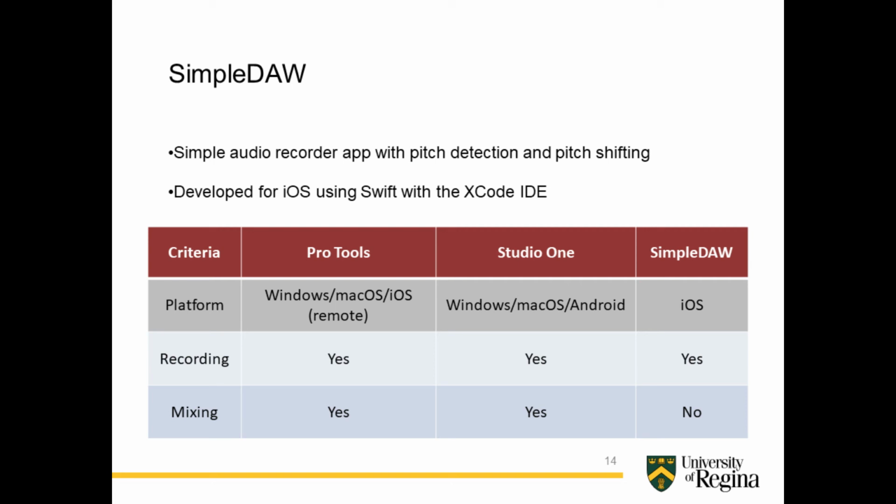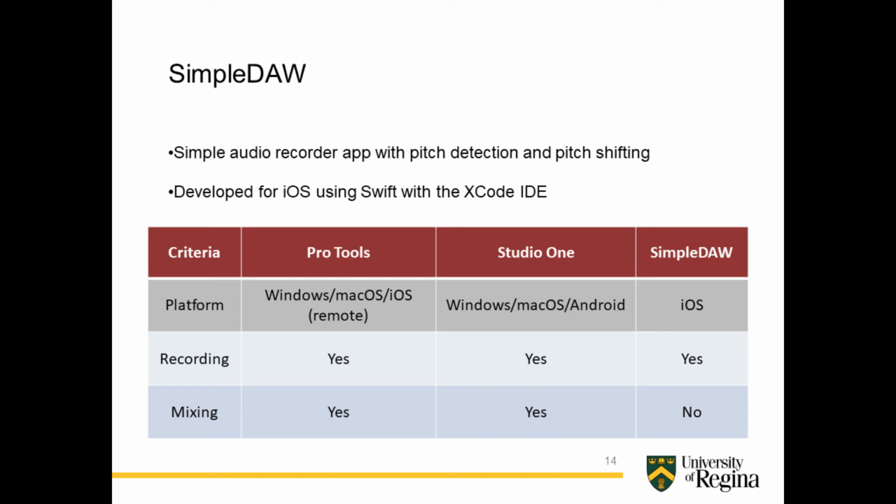So here I'm doing a comparison between the three apps. I have Pro Tools, I have the PreSonus Studio One, and I have my own app. So it's kind of different. If you look at the platform, Pro Tools is a cross-platform app for Windows and Mac OS, and it also has an iOS app, which acts like a remote, which you can actually use to control and also view things on the original Pro Tools app.